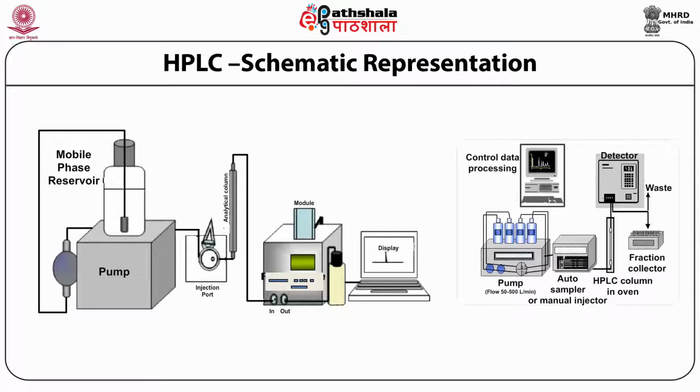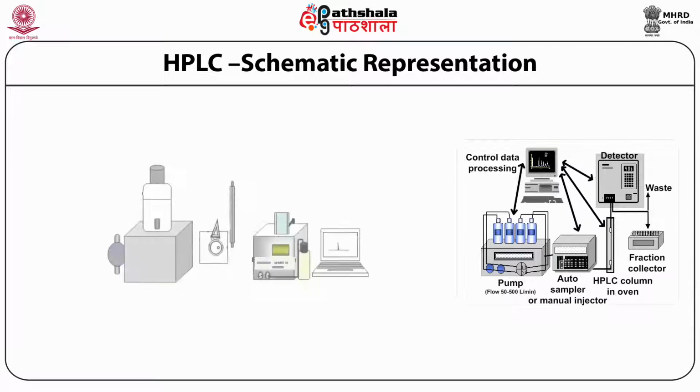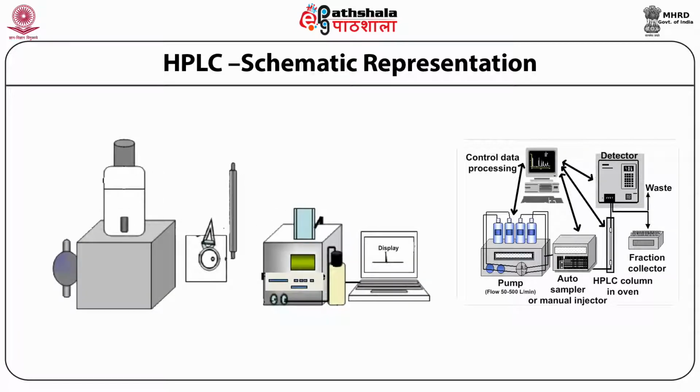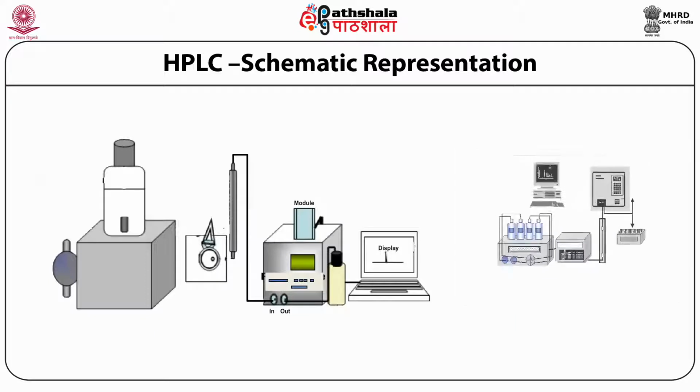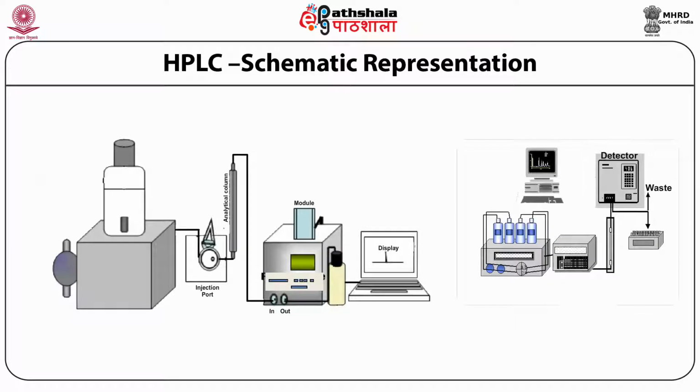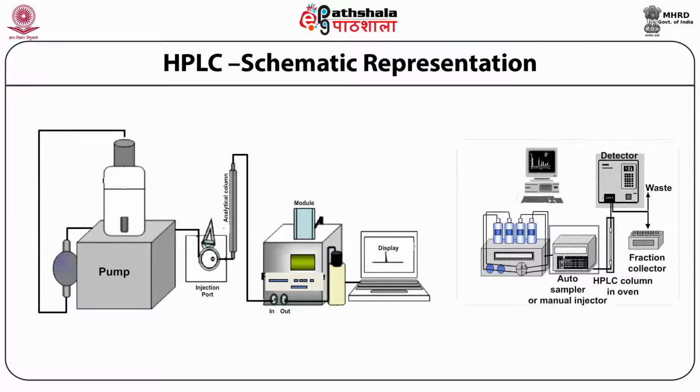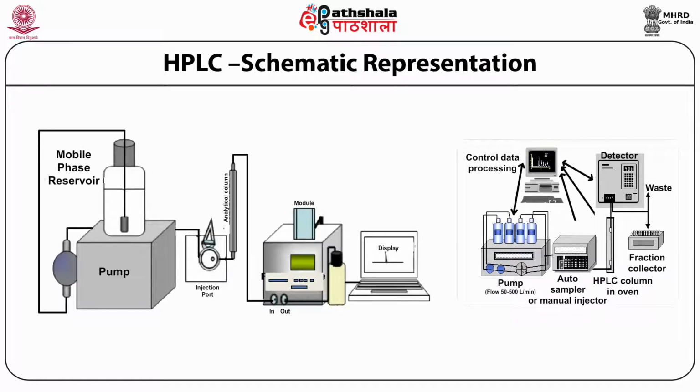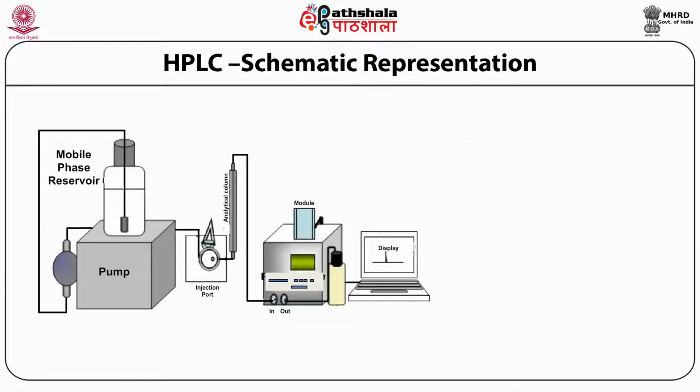It is constantly allowed to flow at a specified rate, usually 1 ml per minute, 2 ml per minute or 0.5 ml per minute, depending upon the column. The pump never produces any pressure. It works only for the flow rate, but the pressure exerted by the column depends upon the particle size of the stationary phase. If the particle size decreases, the surface area increases and the back pressure increases.